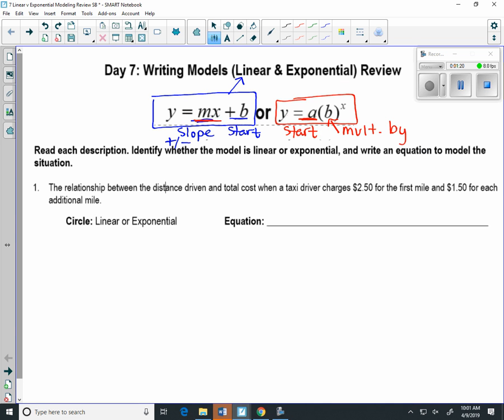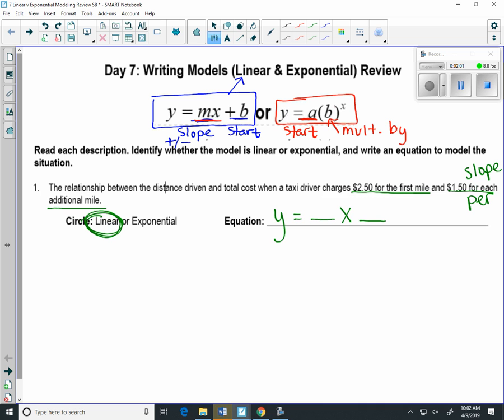The relationship between the distance driven and total cost when a taxi driver charges $2.50 for the first mile and $1.50 for each additional mile. So that each additional mile should make you think of slope, or that word rate that we've used before. That should drive you to linear. This is going to be a linear model. So you're going to create the linear model and just make it a fill in the blank. And now we're just going to fill those numbers in.